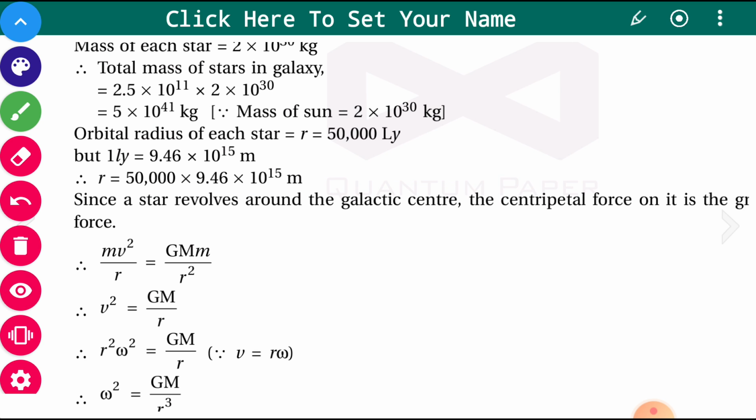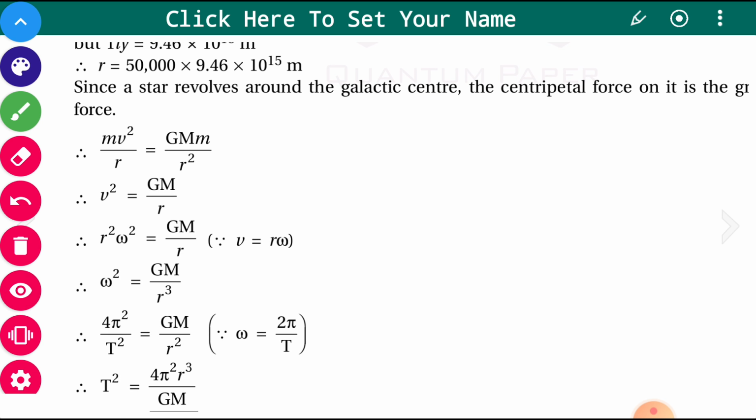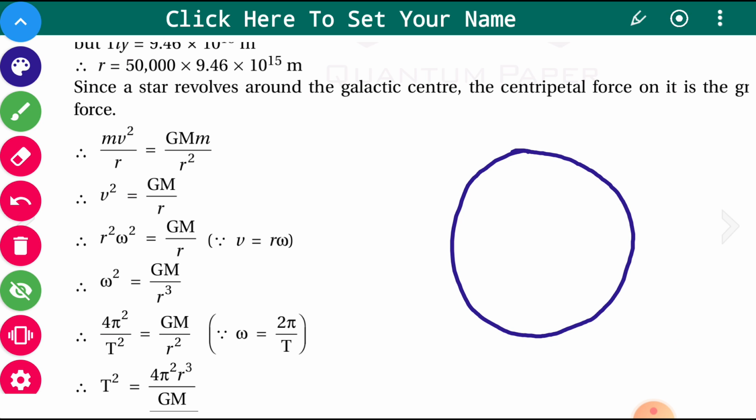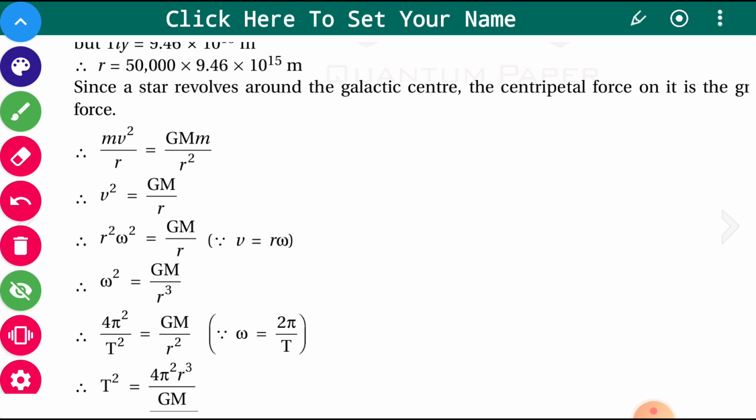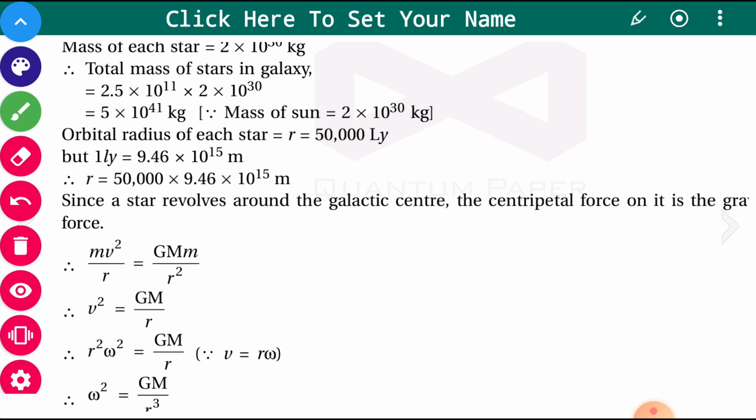Now again, a similar procedure, centripetal force. The star is revolving around the galactic center. The center of the galaxy, try to understand, will have a mass equivalent to the mass which we have calculated, that of the whole galaxy. Here it is 5 into 10 to the power 41 kg. That much mass must be there at the center of the galaxy.